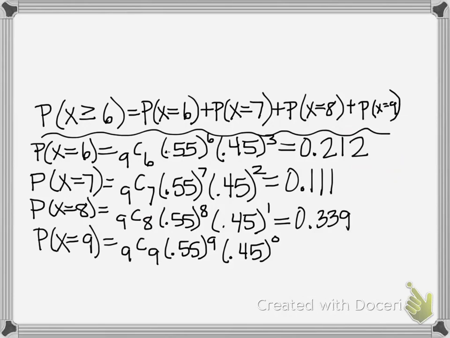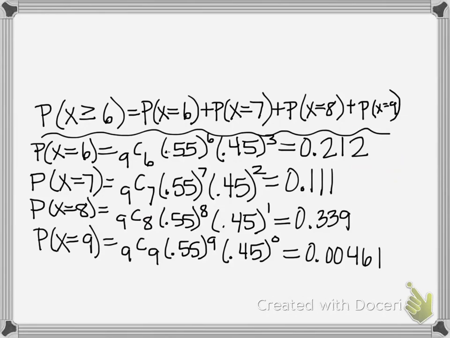All right, and then the last one, 9C9, there's only one way to do that, and 0.45 to the 0 power is 1. So really all we need to do here is 0.55 to the 9th power, which is 0.00461, it's 4605, so we'll say 0.00461.